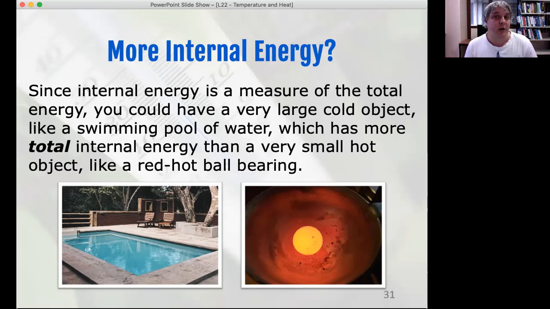But if you think about the total internal energy, that's the total energy amongst all the atoms making up the object across all the types of energy that they can have. In the ball bearing, there are so many fewer atoms than there are in the pool that even though each atom has more, the total energy in that ball bearing is going to be less than in the whole pool, because the pool is huge. So even though each atom has less on average than the ones in the ball bearing, there are so many more of them that the total is greater.